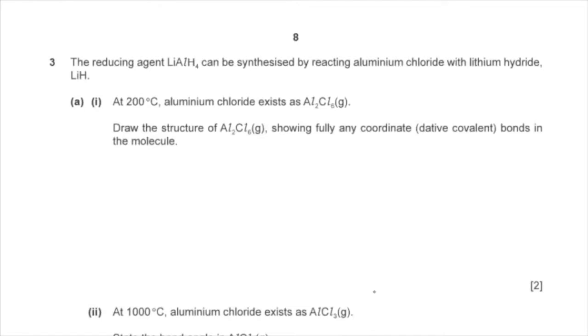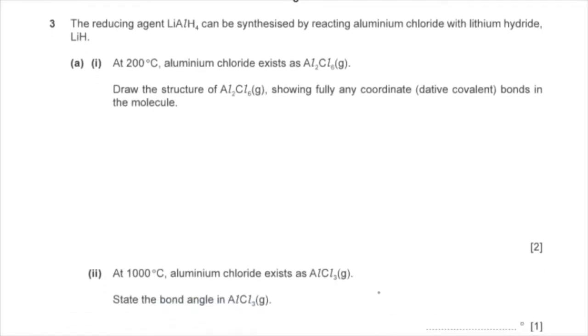Question number 3, the reducing agent LiAlH4 can be synthesized by reacting aluminium chloride with lithium hydride. At 200 degrees Celsius, aluminium chloride exists as Al2Cl6. Draw the structure of Al2Cl6, showing fully any coordinate bonds in the molecule. So Al2Cl6 has covalent as well as dative bonding. There is this Al that shares each of its 3 electrons with 3 chlorine atoms, while all these 3 chlorines have their 3 lone pairs of electrons.